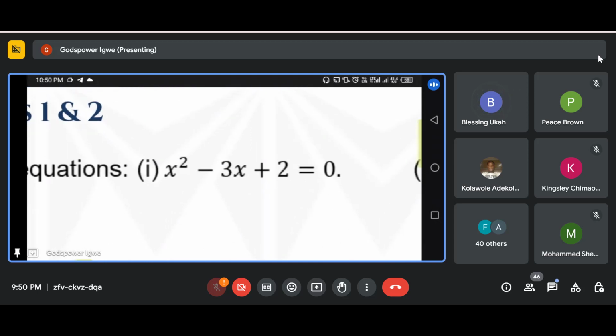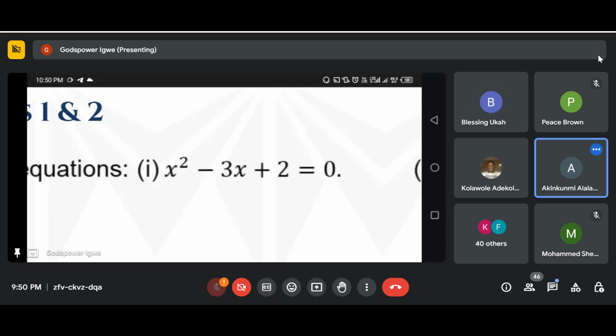Like for this particular one, remember we said look for two numbers. What will be the two numbers that, if you multiply them, they will give you 2, and when you add them together, they will give you 3? That is simple now. Any child can tell us this. It's 1 and 2, minus 1 and minus 2.